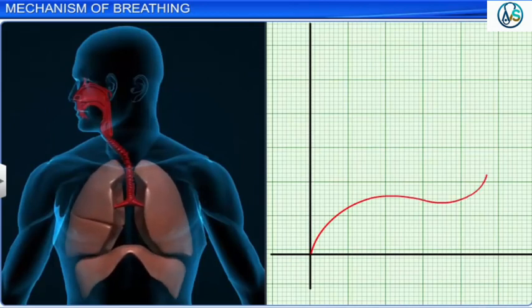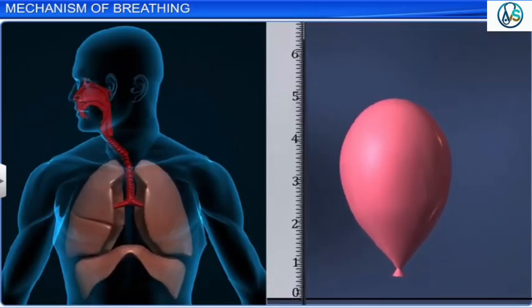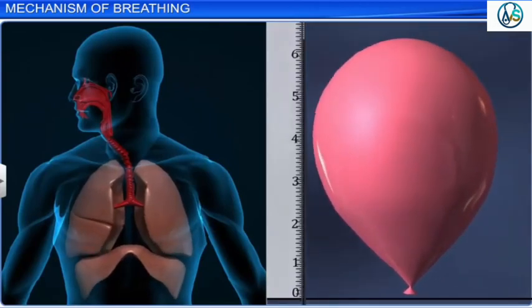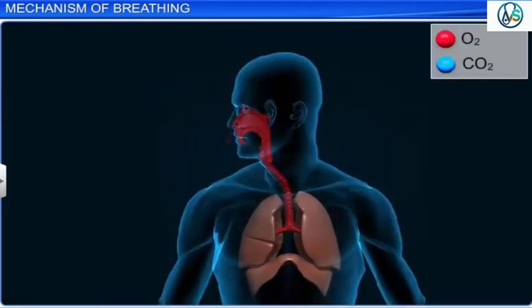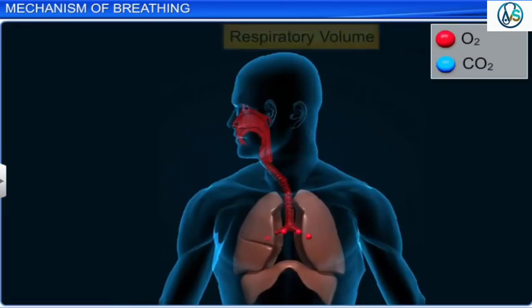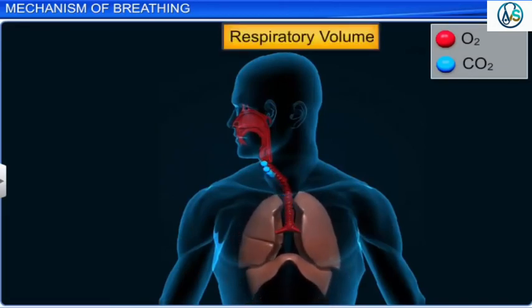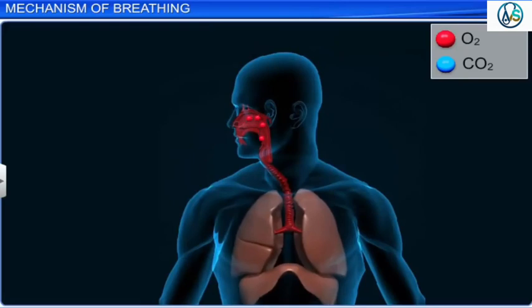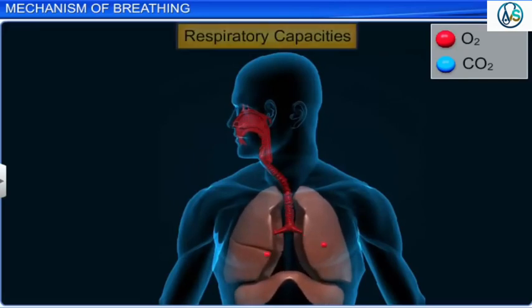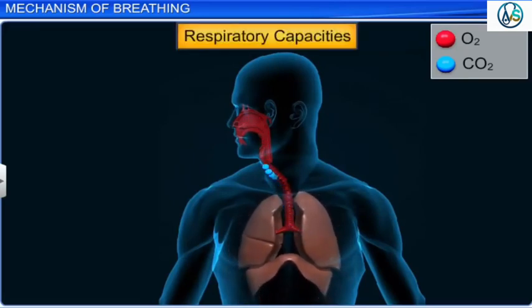But can we measure how much we can breathe? An average lung can hold about 6 liters of air, of which only a small amount is used during normal breathing. The volume of gas contained within the lungs is called respiratory volumes, and different combinations of lung volumes are called respiratory capacities.